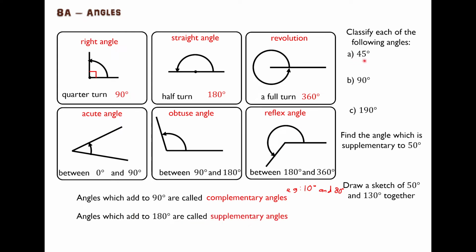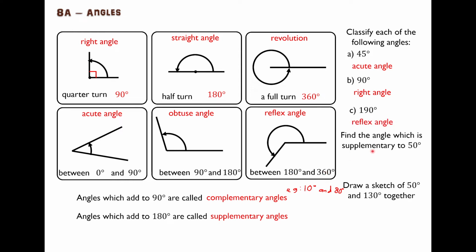All right. So with that, let's classify some angles. 45 degrees. Which of these 6 categories would that fit into? It is acute, less than 90, bigger than 0. What about 90? Which of these 6 categories? It is a right angle. And 190 degrees? It's bigger than 90, but less... Oh, wait, no, it's bigger than 180 and less than 360, so it is a reflex angle.